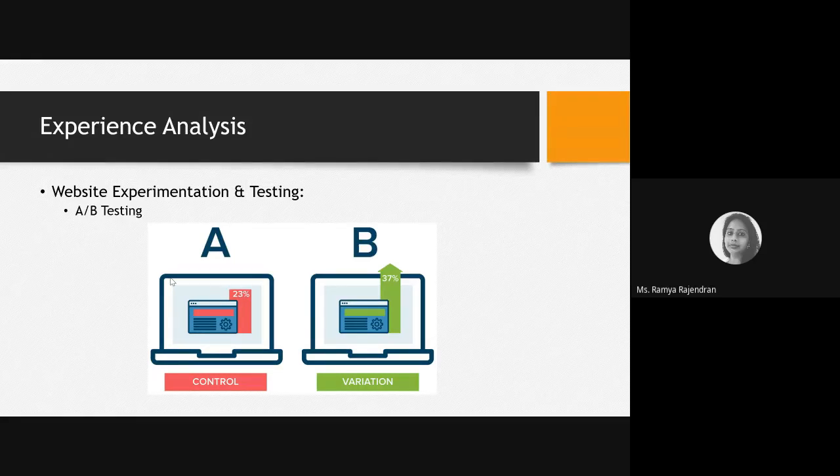Maybe here you see they have a control website, the real website. With that, they were able to get 23% of the conversions, whereas in the variation site they got 37% of the conversions, which means the variation is really working well. The user experience is better on the variation side, which means you have to keep element B, the variation side.